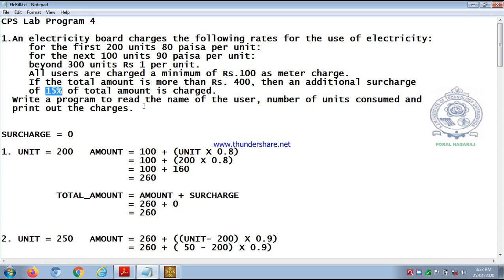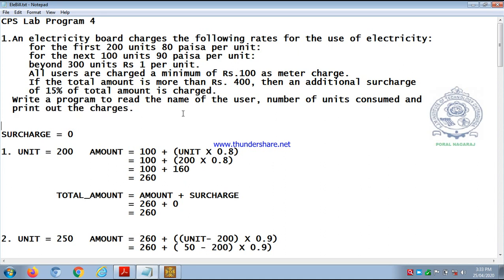So now you have to write a program to read the name of the user, and the number of units consumed, and print out the charges. So for this program, what are the inputs? The inputs are the name of the user and the number of units consumed. So these two are the main inputs for this program. With two inputs, you have to calculate the total amount, that is the bill, and print out the total amount, print out the charges.